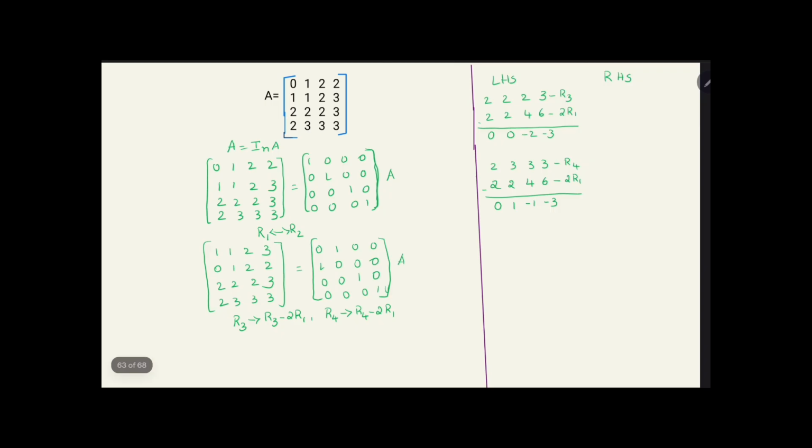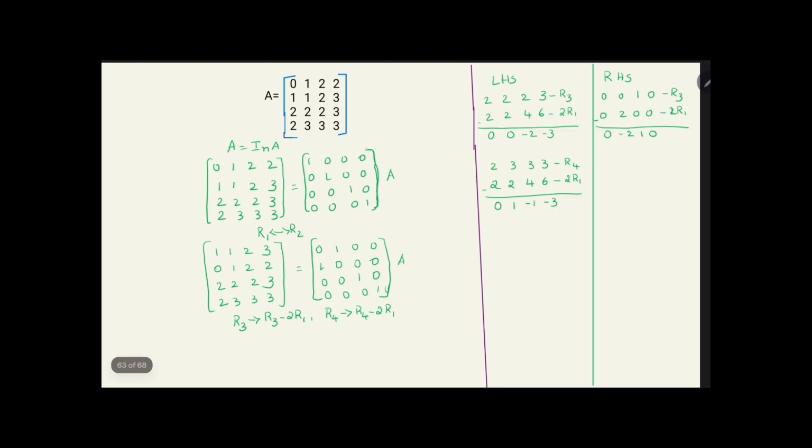Next, coming to the right hand side operation. Right hand side, what is the matrix? It is an identity matrix. So what is the third row? It is 0 0 1 0. This is the third row, and I should multiply the first row with 2. That is 0 2 0 0. This is 2R1, and I should subtract these two. It is 0 minus 0, 0 minus 2, 1 and 0.